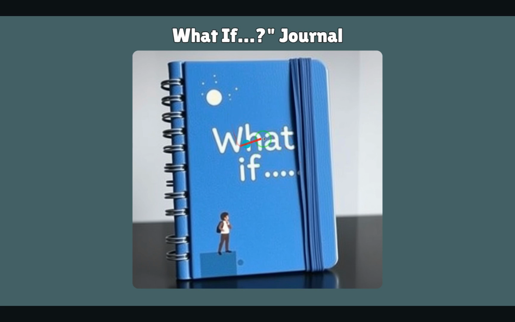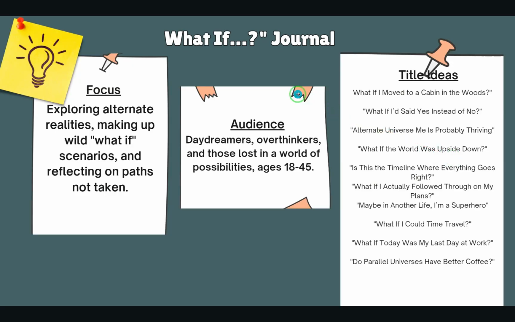Alright, so what if journal? This is a journal for people who are constantly thinking what if or considering alternatives, whatever is happening. What's the audience for this journal? So these are daydreamers, overthinkers, and those lost in a world of possibilities. The age range is between 18 to 45. Now their focus is exploring alternative realities, making up wild what if scenarios, and also reflecting on paths not taken. So that is what you should have in mind. Of course, it can also be a lined journal, it's alright.